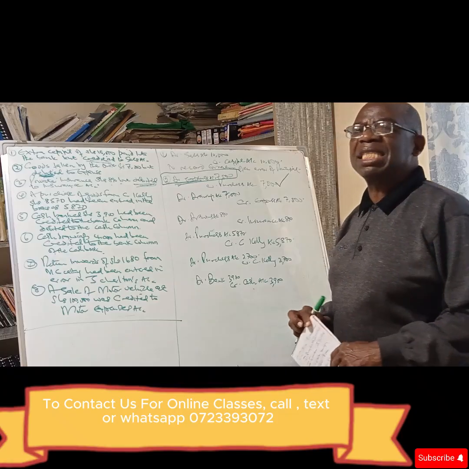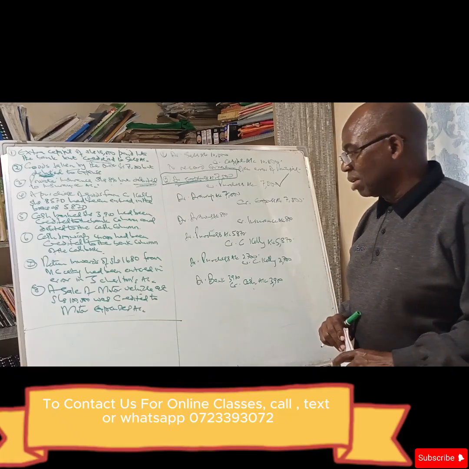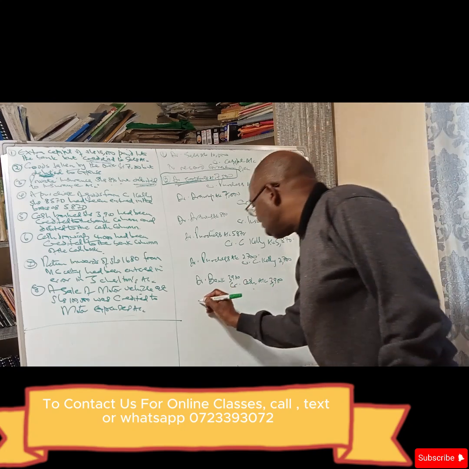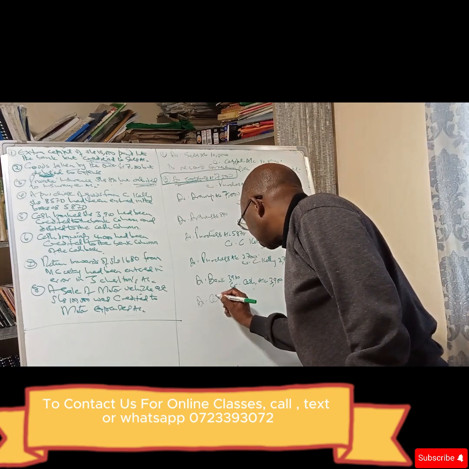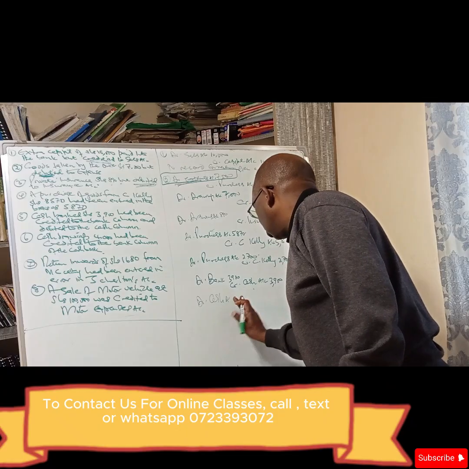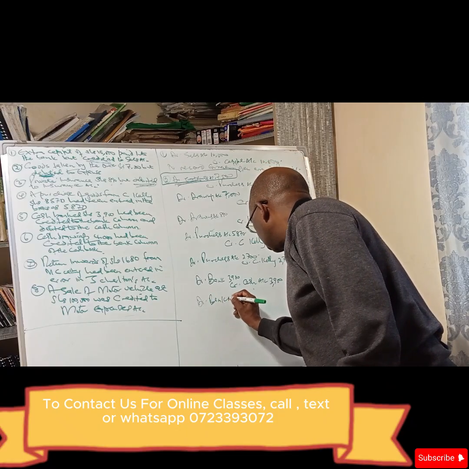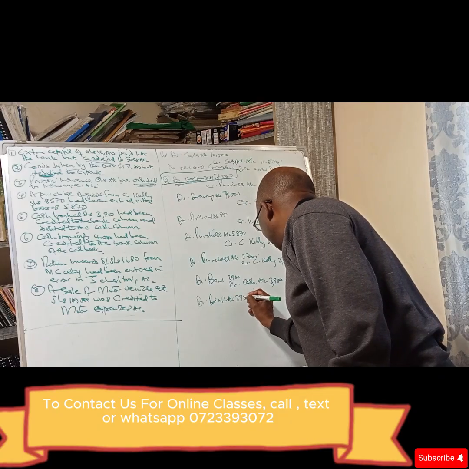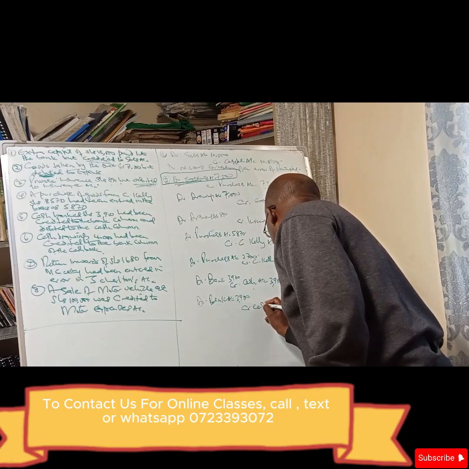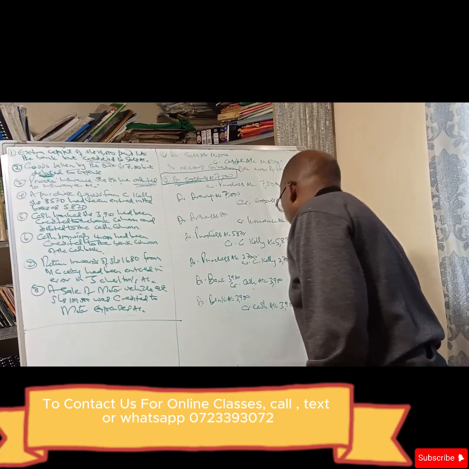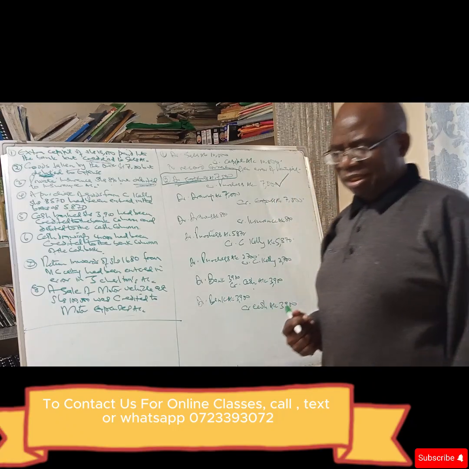That first reverses the entry. But what is the right entry? The right entry is to increase bank from cash. We debit the bank account with that 900, and we credit the cash account with that 900. I want to repeat again.